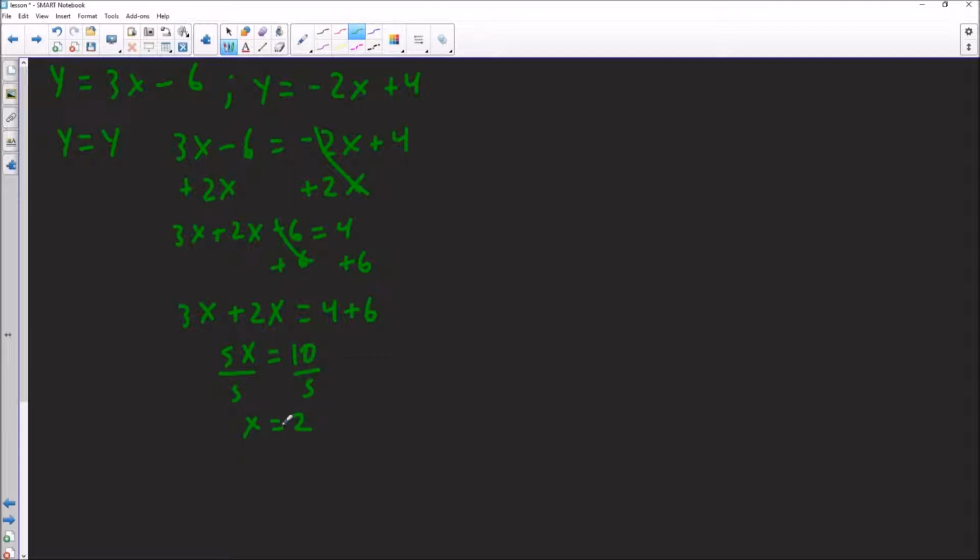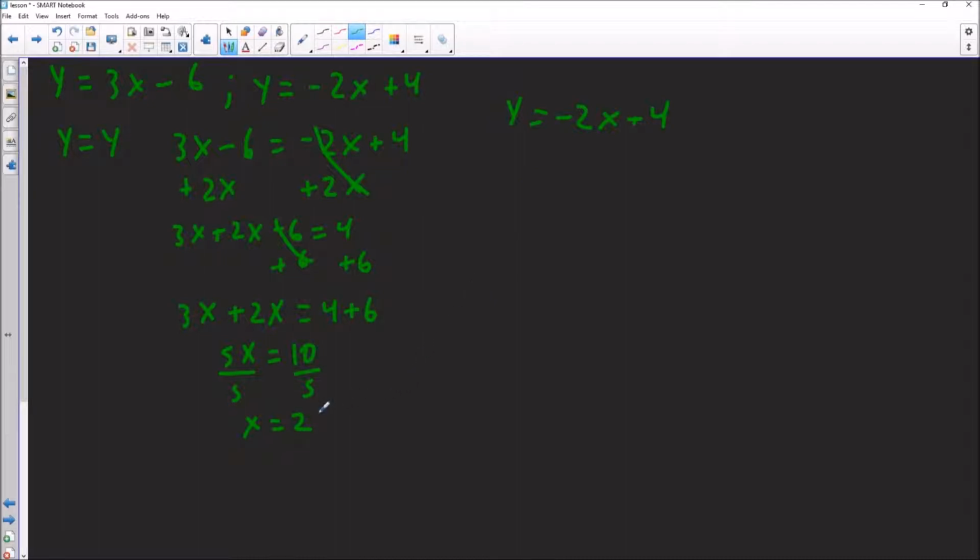So that's our x value of the point where, if we were to graph these two lines, that's the x value of where those two lines would cross. So to find the y value, all we have to do is sub this value into one of the original equations. Doesn't matter which one. So I'm going to sub it into y is equal to negative 2x plus 4.